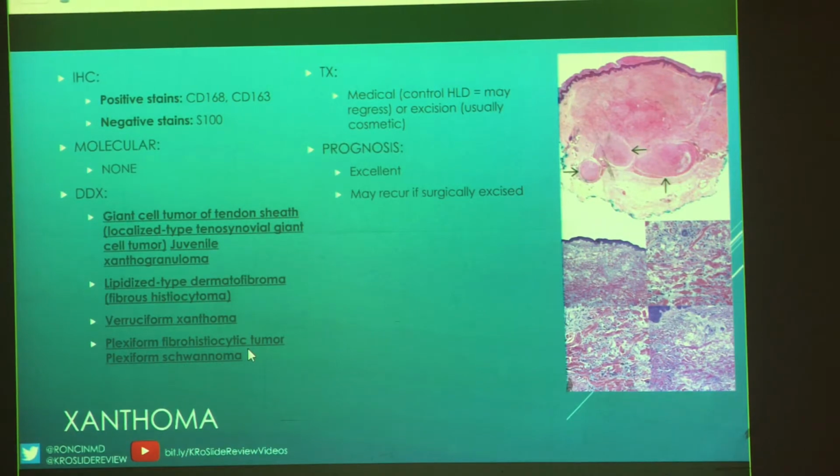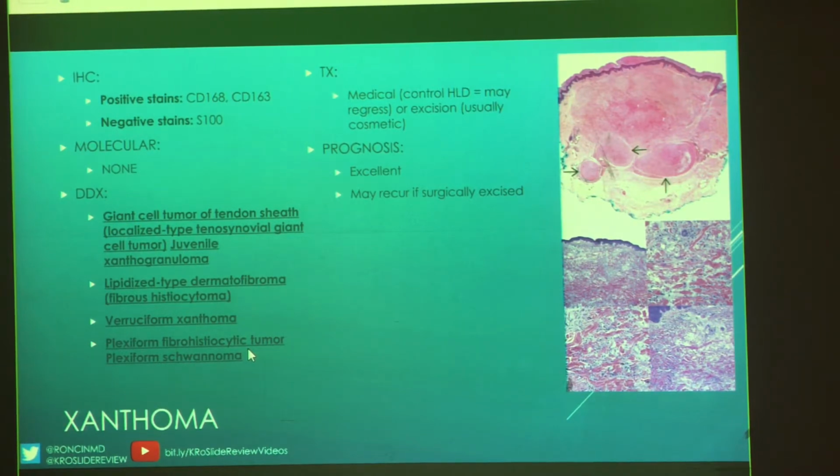And your treatment mostly is medicinal, okay? So if these patients have hyperlipidemia, obviously we want to get that under control. If they are bothersome to the patient, you may want to excise them. And again, excision is typically cosmetic because if you don't treat the underlying condition, the patient is likely to develop more. Excellent prognosis, again, they are benign, and as we alluded to before, they can recur if surgically excised owing to the etiology of the condition.